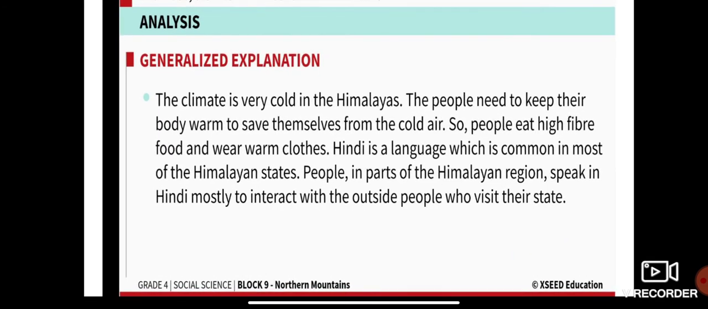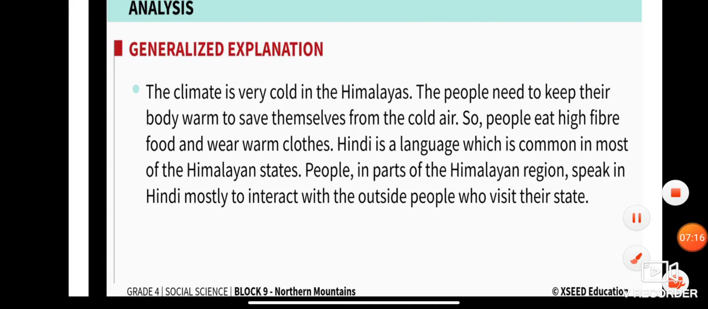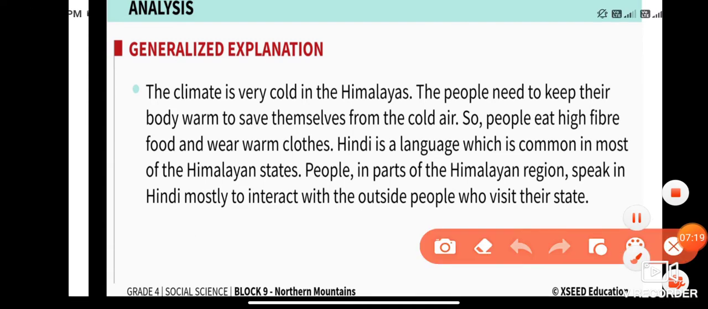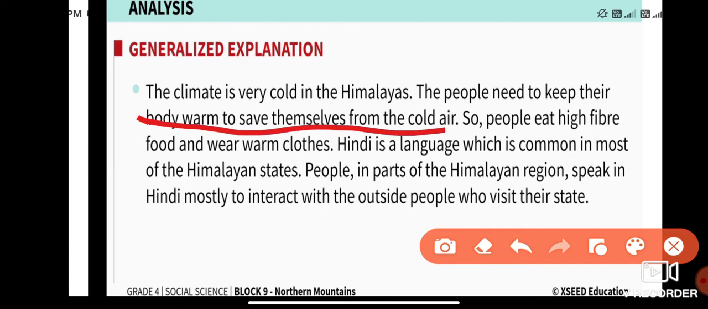So the climate is very cold in the Himalayas, as we all know, because we see lots of snow-covered mountains in the Himalayas. The climate is very cold and the people need to keep their body warm to save themselves from cold air. So people eat high fiber food, spicy food, and they also wear warm clothes.